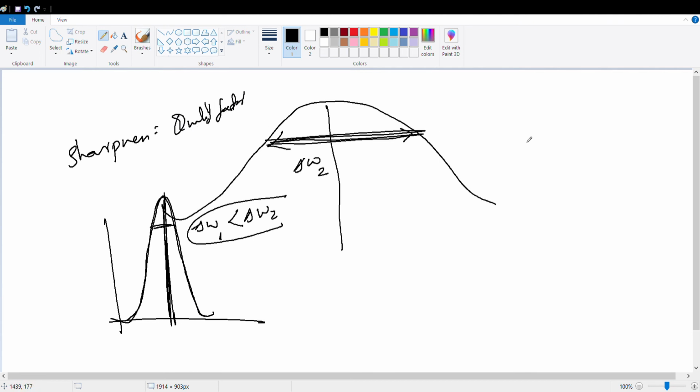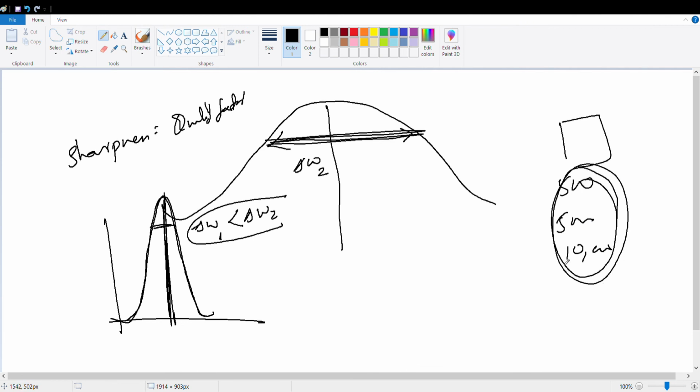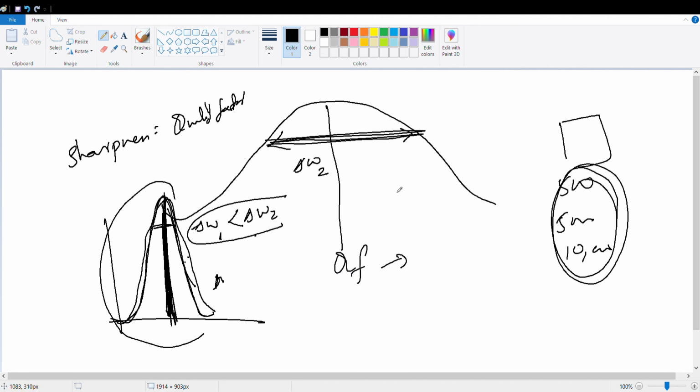So in the market you get different types of radio. Maybe there are radios of 500, of 5000, of 10,000. Why does the value change? Because of the quality factor. Obviously the radio which has the smaller delta W, the price will be higher, because you can easily connect to the station and the resonance is very clear. So the quality factor decides the cost of the radio.